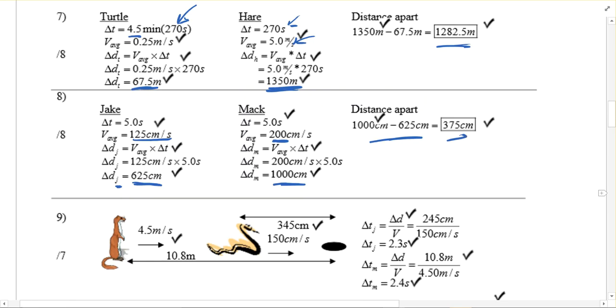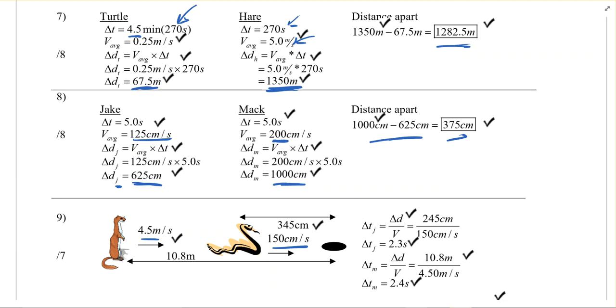So for this one, you've got the mongoose, which is going 4.5 meters per second, and you got the snake going 150 centimeters per second. We were able to just keep the time for Jake in centimeters.